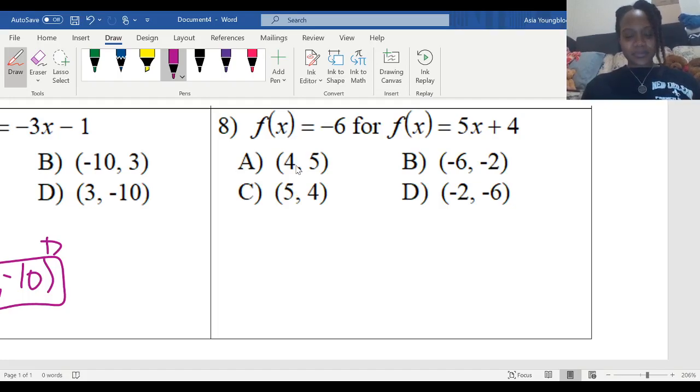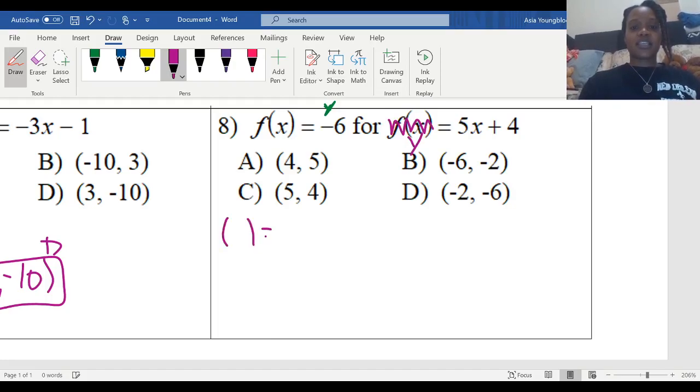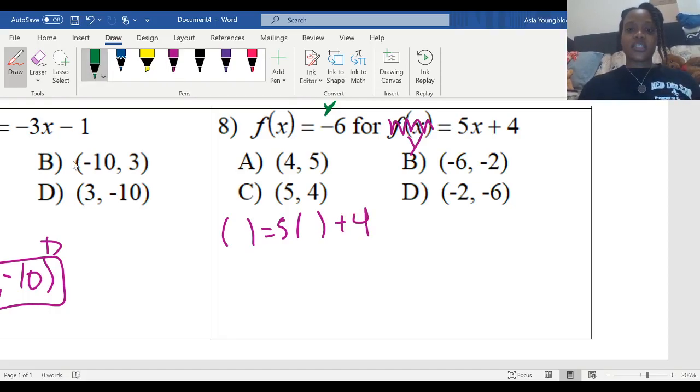Number 8, we're now given a number outside of the parentheses, so we know that that's going to be our y value. F of x is just function notation, a funny way of saying y. So for our equation, we're going to have blank equals 5, blank plus 4. Negative 6 is our y value, so it's going to go in this blank that represents the y. So it's going to be negative 6 here, and here we know we're looking for x.